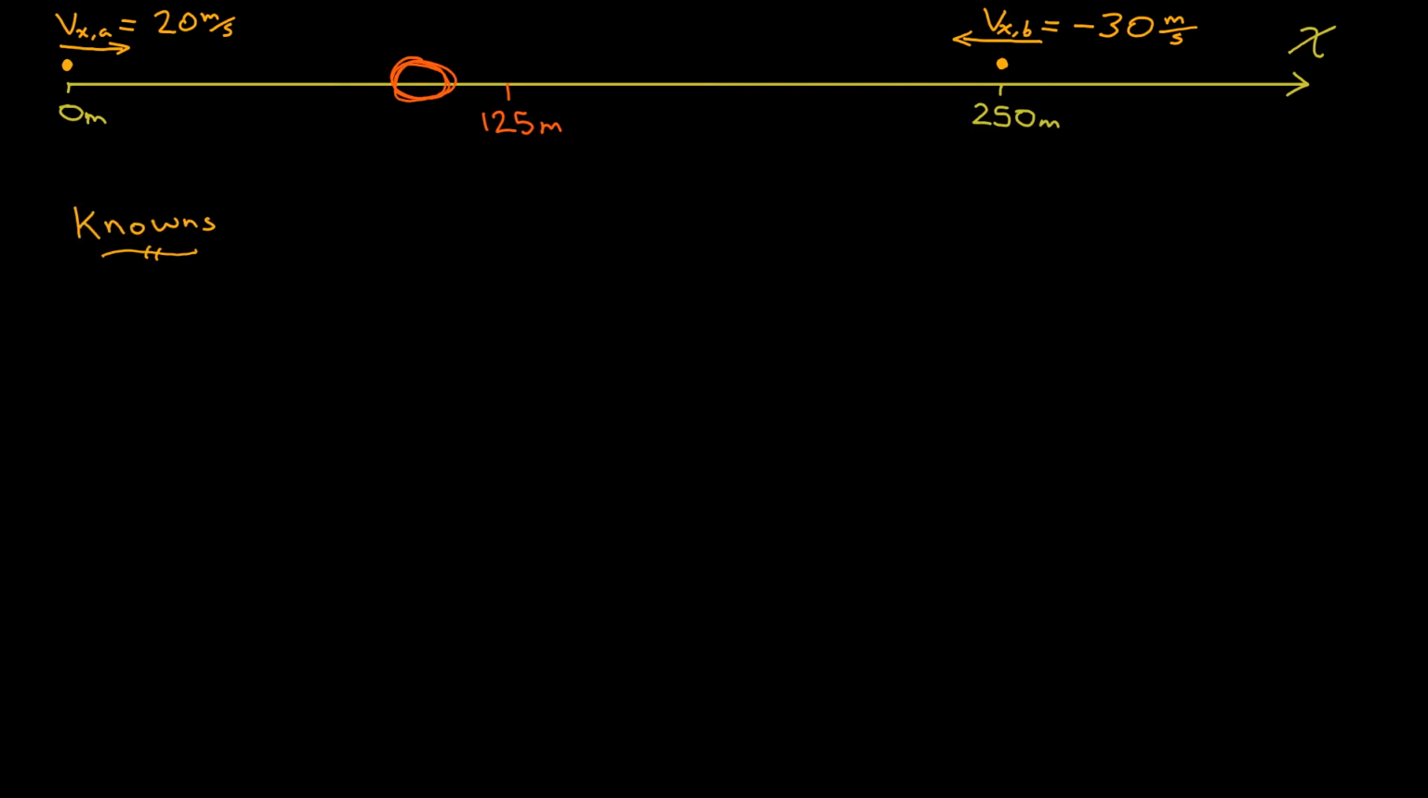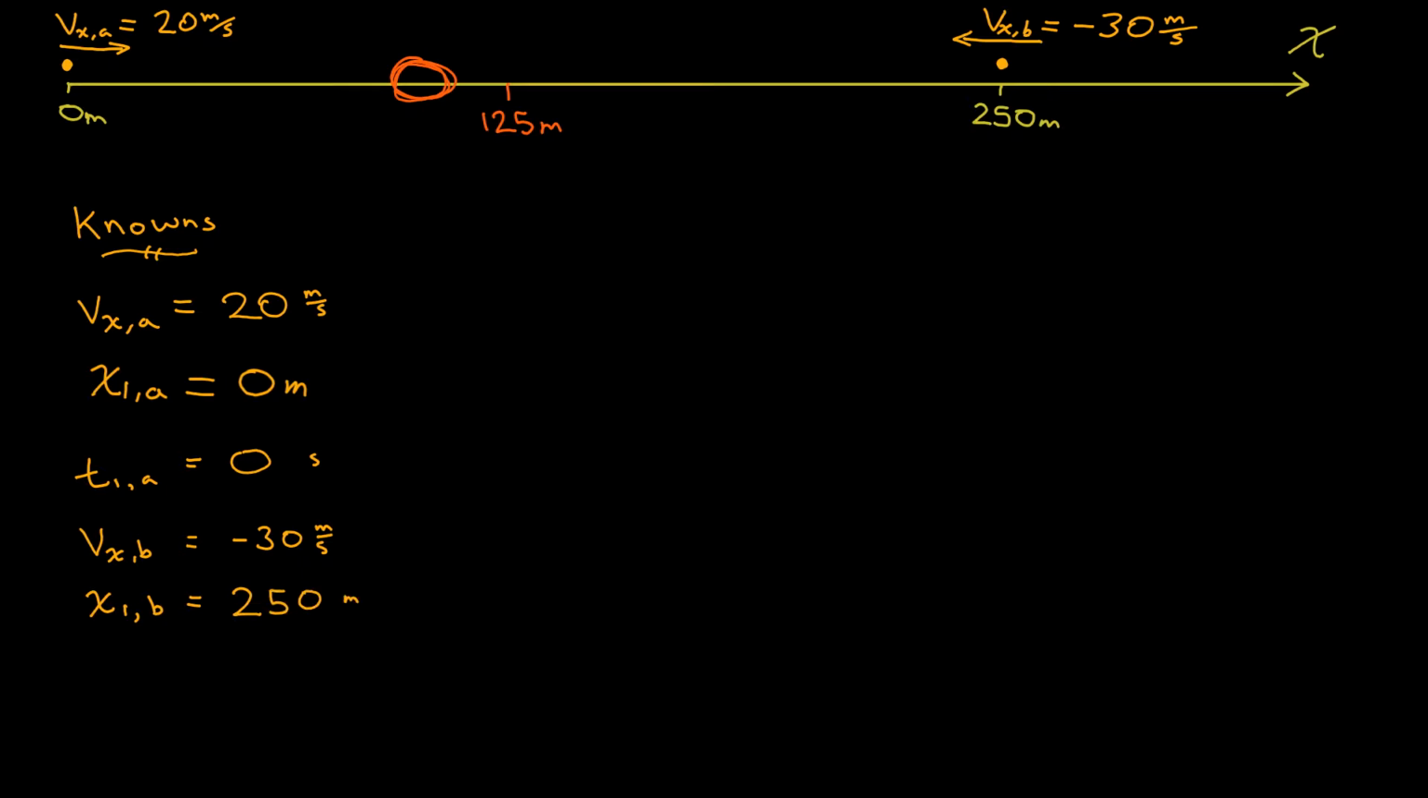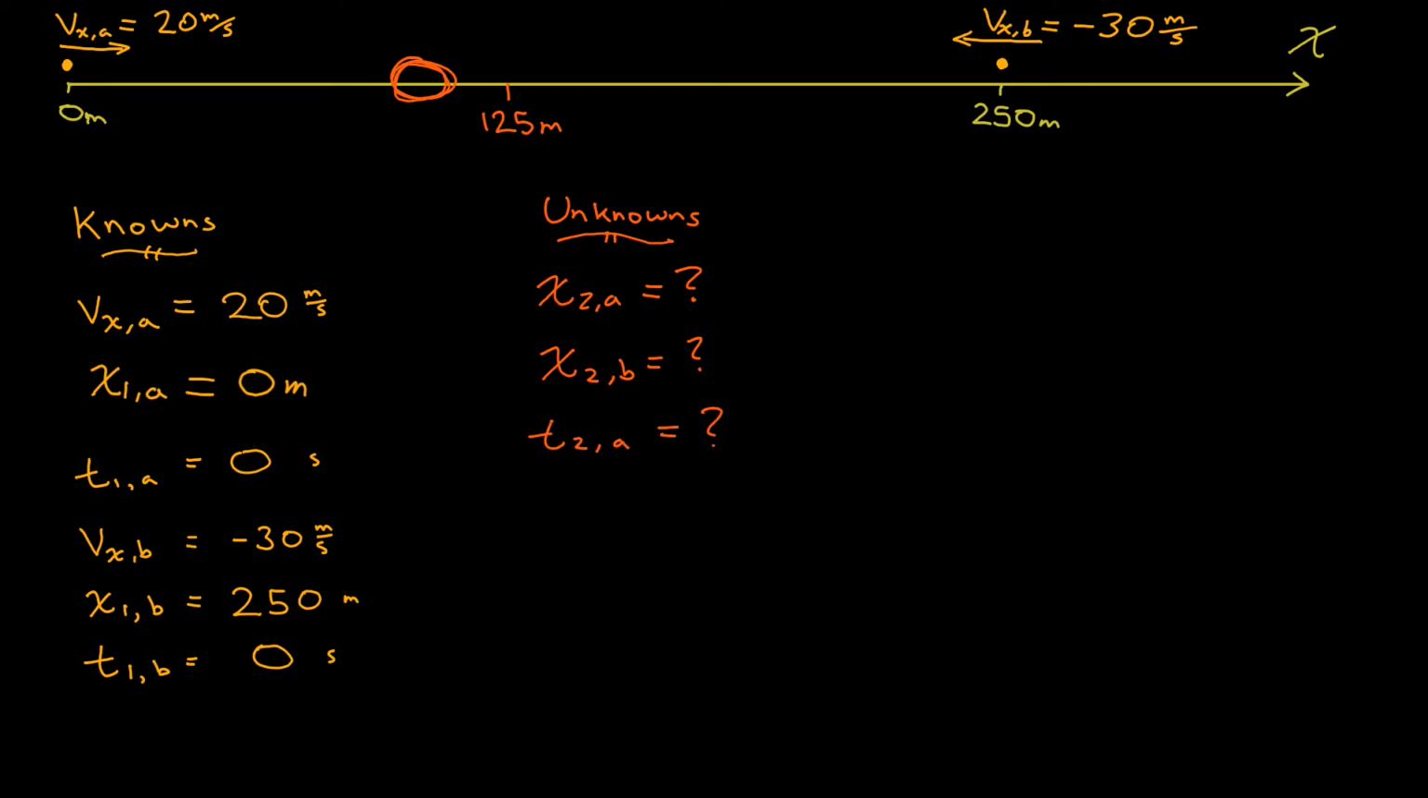So we know the velocity of car A is 20 meters per second. We know that it starts at 0. And we're going to say it starts at time equals 0. So t1a equals 0. For car B, we know that its velocity is minus 30 meters per second. We know that its starting position is 250 meters. And it also starts at a time of 0. The things we don't know are the position of car A when it crashes. We don't know the position of car B when it crashes.